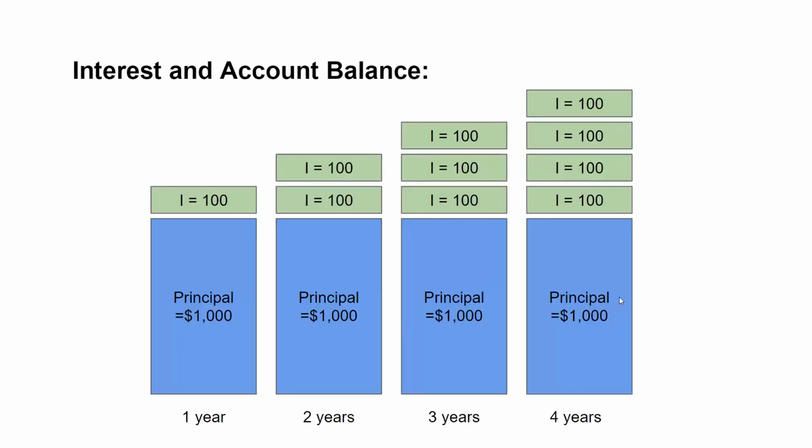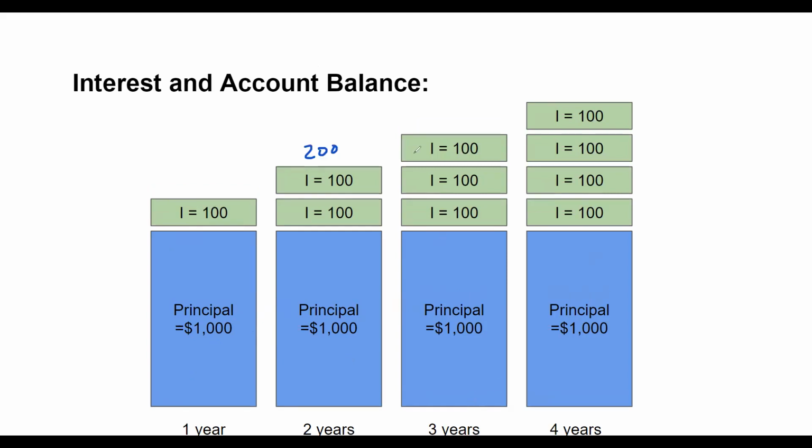A little bit more about interest and account balance. What this picture is showing us is an example where we deposit $1,000 in the bank and we earn 10% simple interest. So after year one, they add 10%, which is $100. After year two, another $100, so we have a total of $200. 3 years, another 100, 300. And after 4 years, they have added $400 of interest.